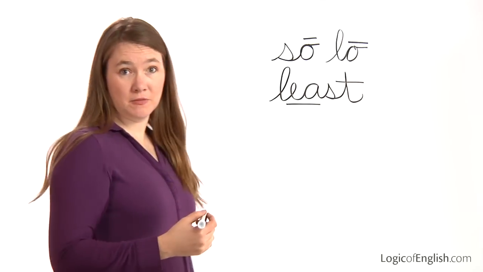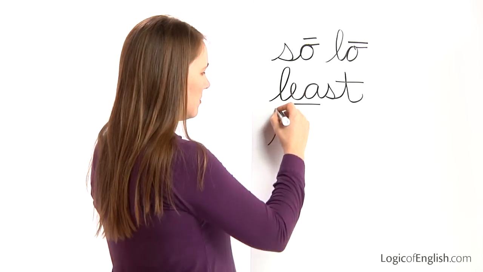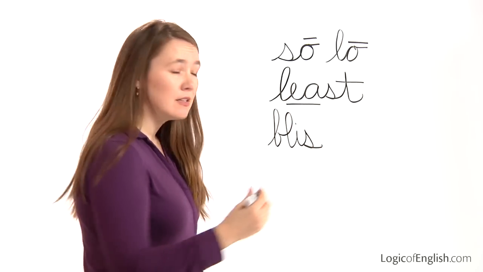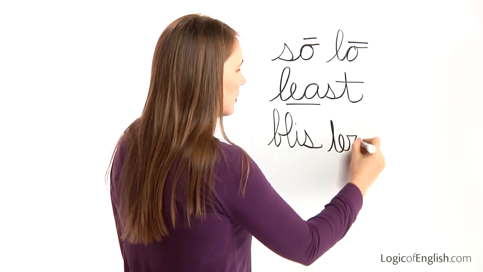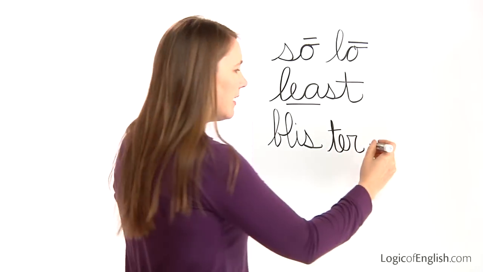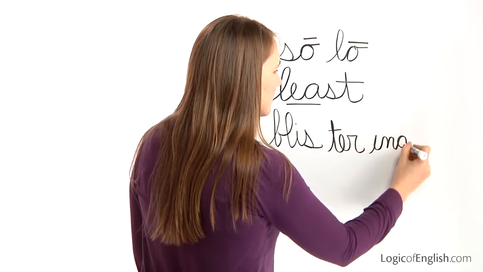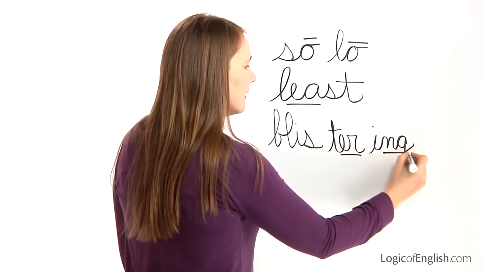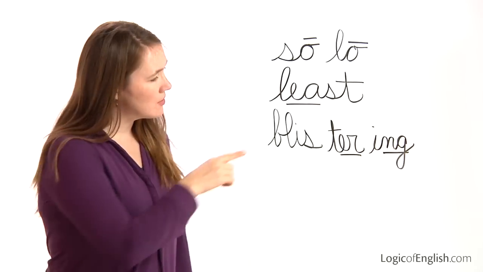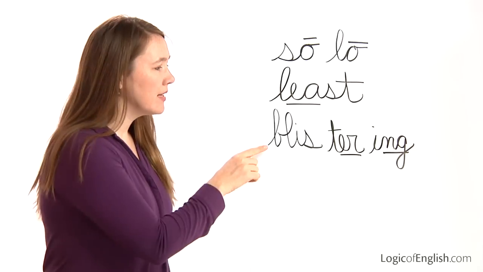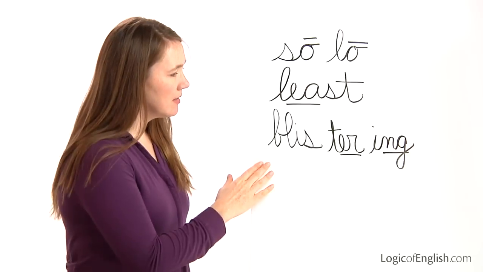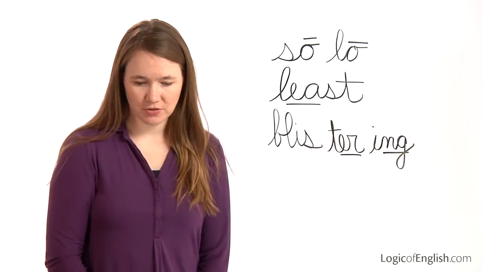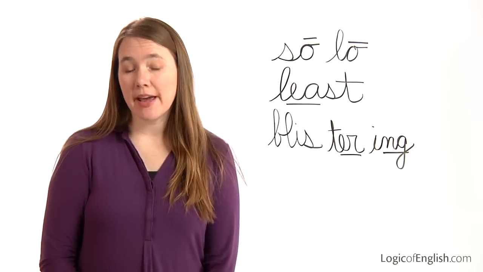And now help me to write it. The first syllable is blis, B-L-I-S. The second syllable is ter, T-E-R. And the third syllable is ing, I-N-G. And how will we mark it? We'll underline the er and the ng. What is the root word of blistering? That's right, it's blister. And something that blisters or is very, very hot is blistering. It causes blisters.